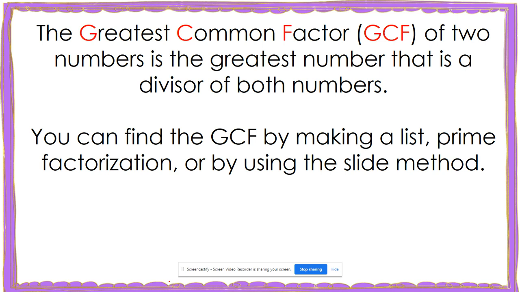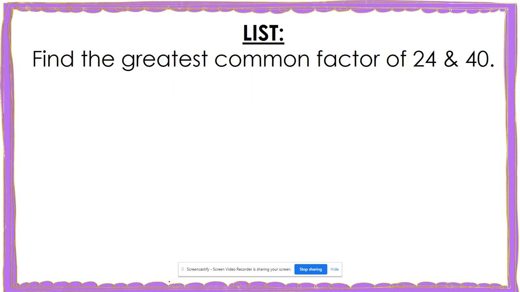The greatest common factor, or GCF, of two numbers is the greatest number that can be divided by both numbers. Just like with LCM, you can find the GCF with a variety of different methods, including making a list, using prime factorization, or using the slide method. So let's look at making a list for 24 and 40.